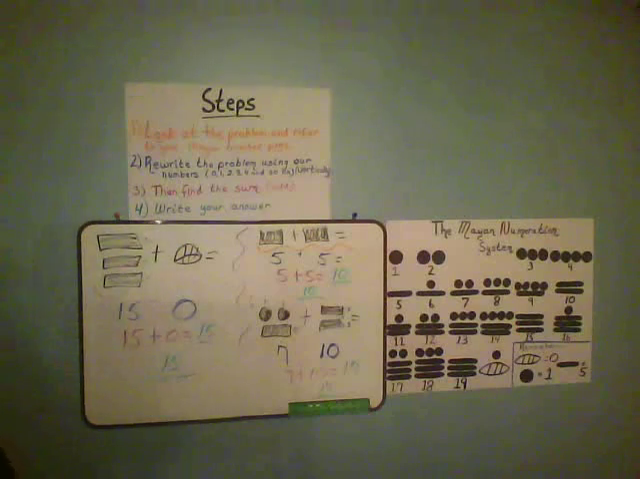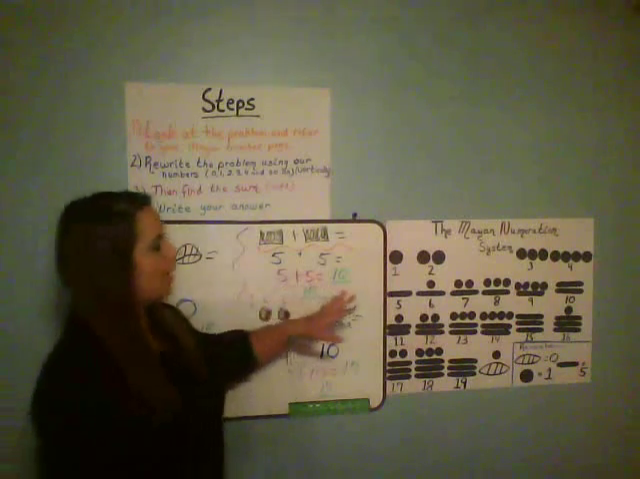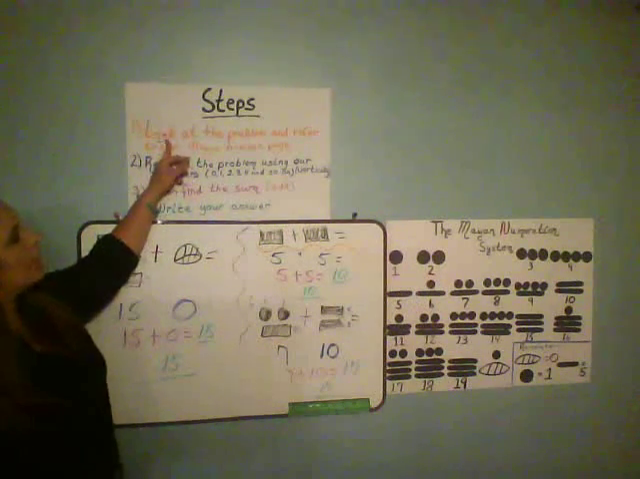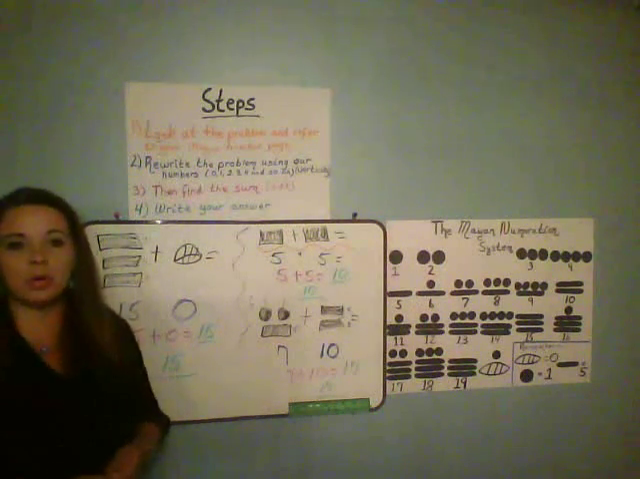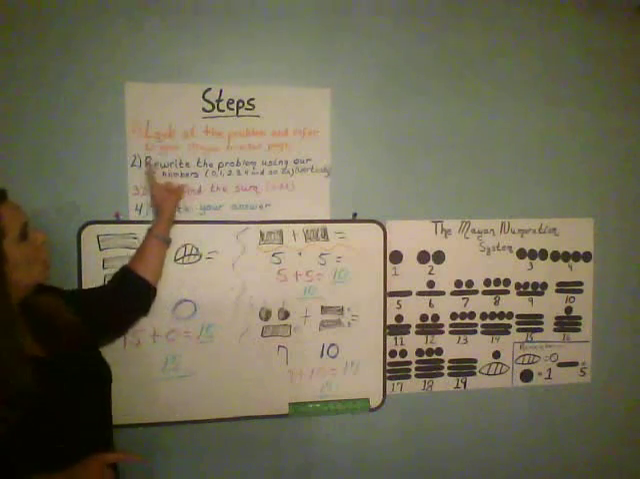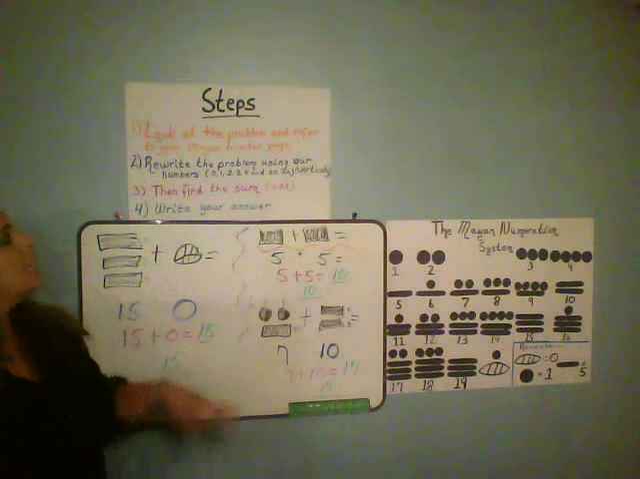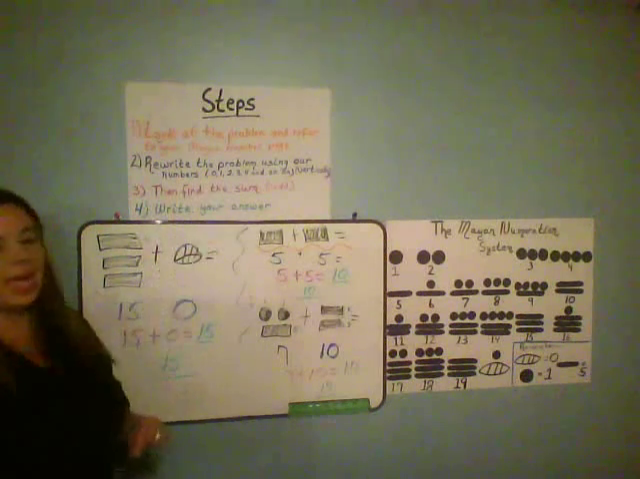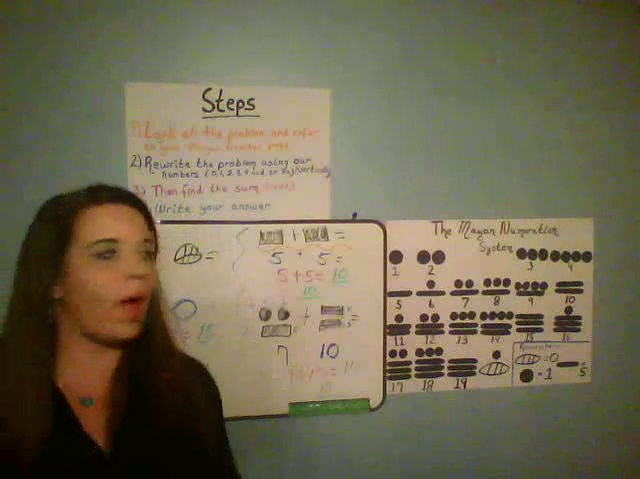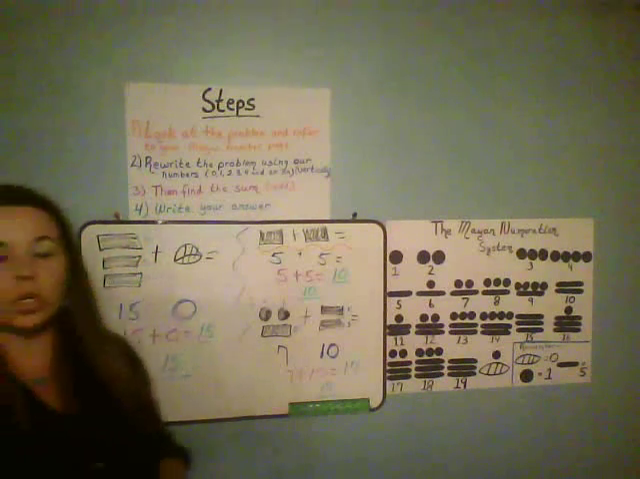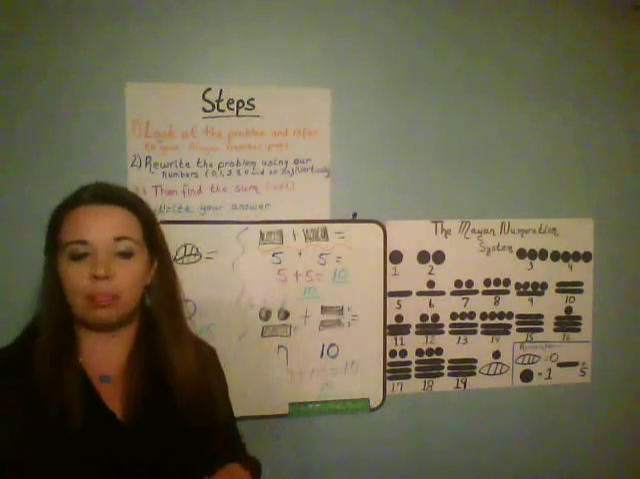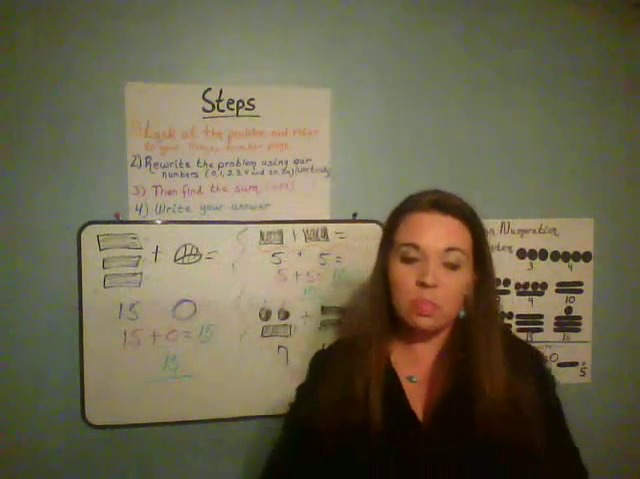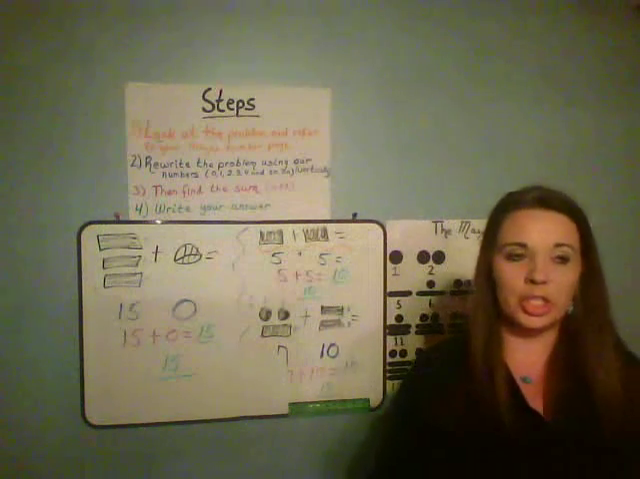Okay, today we learned how to do addition with the Mayan number system. Let's go over the steps. Look at the problem, refer to your Mayan number page. Second step, rewrite the problem using our numbers. Third, find the sum. And fourth, write your answers. On your homework, I want to see all your steps, okay? Tomorrow we will be doing subtraction.